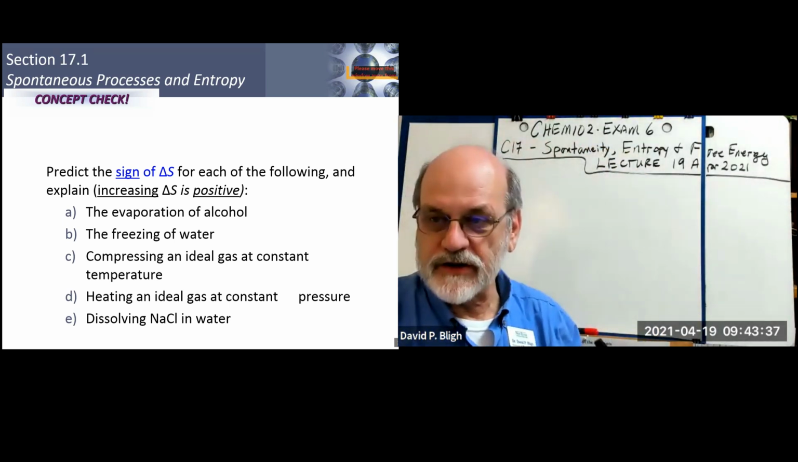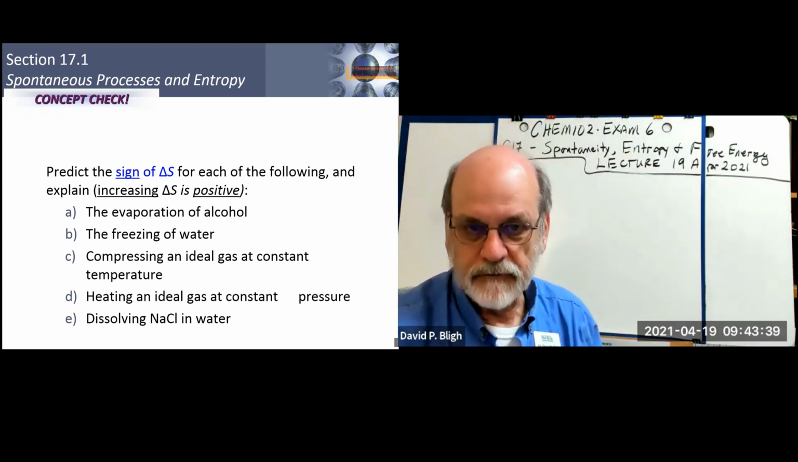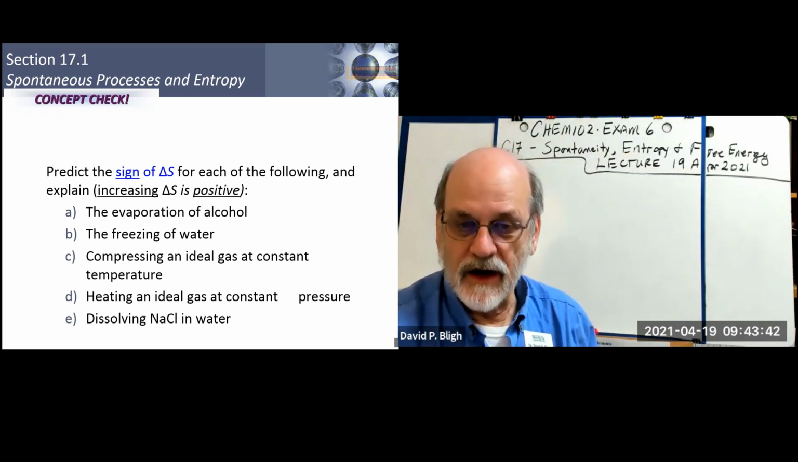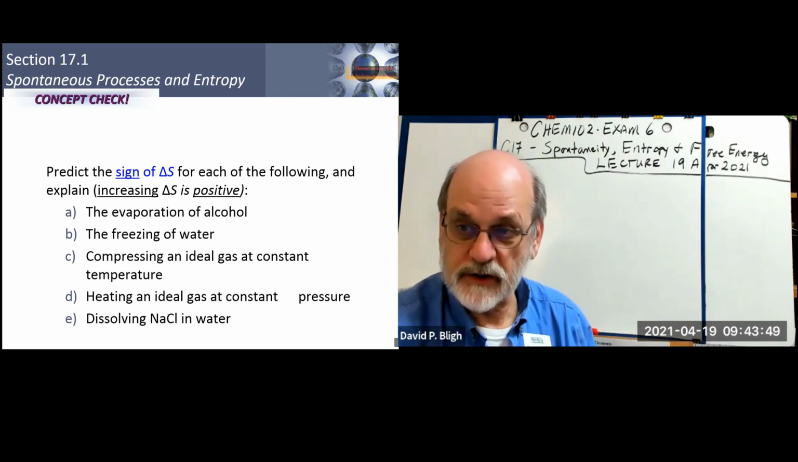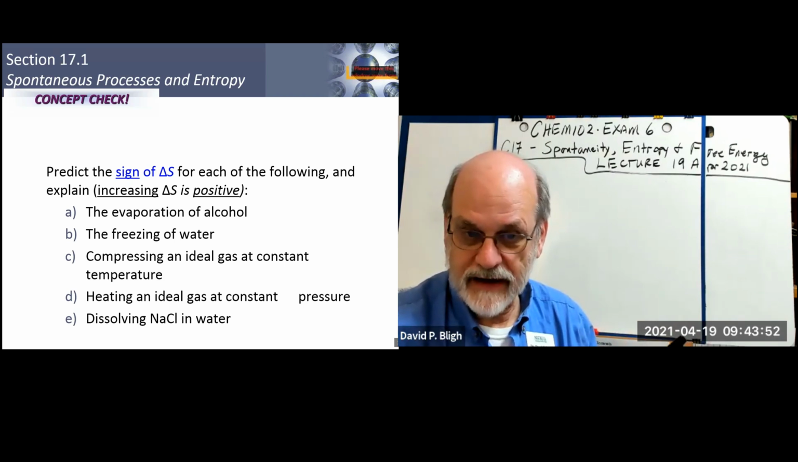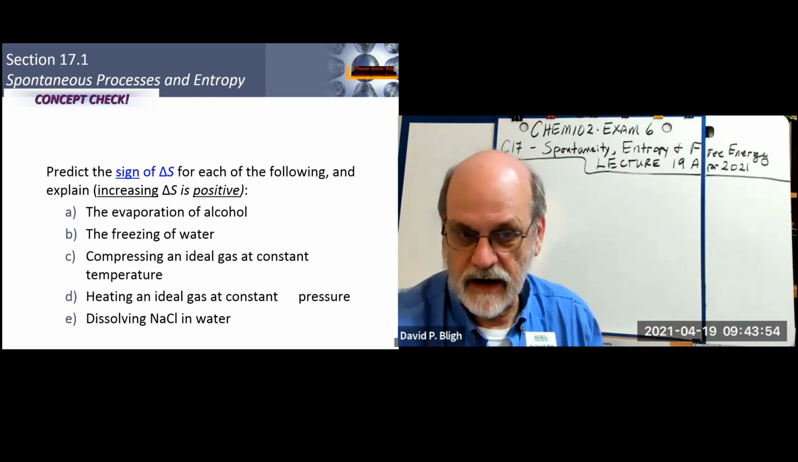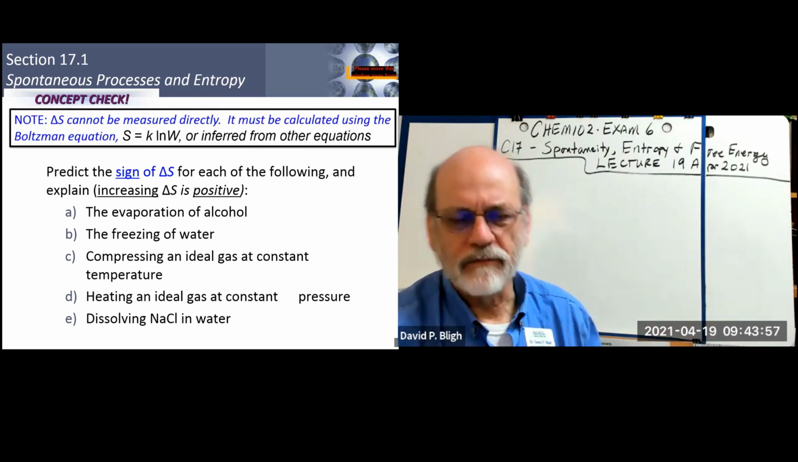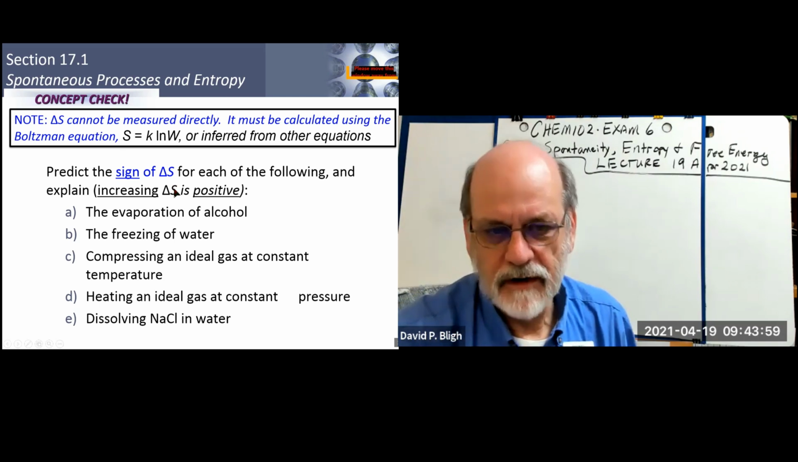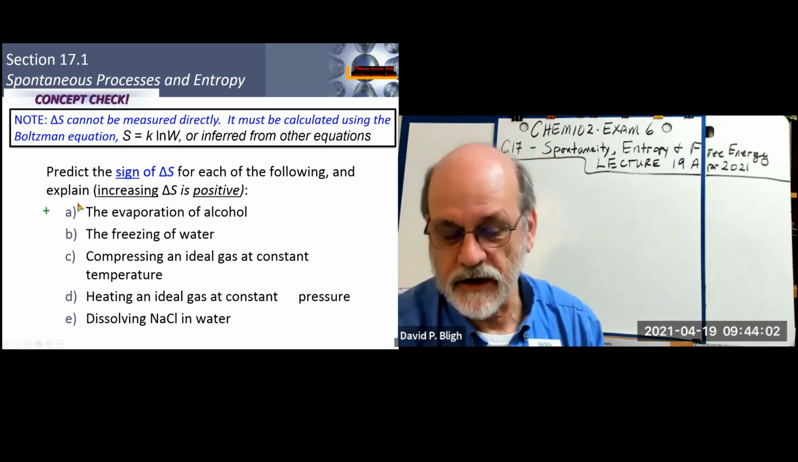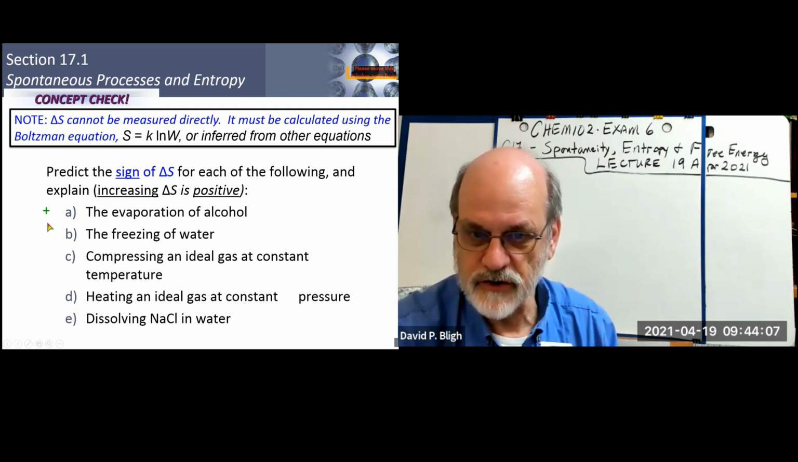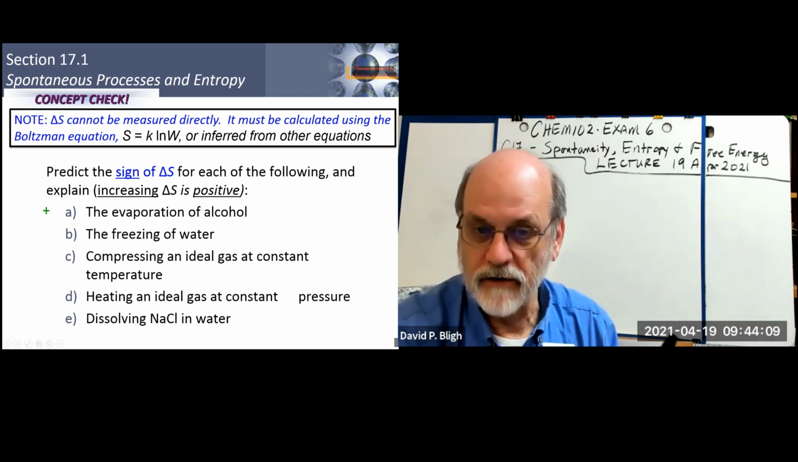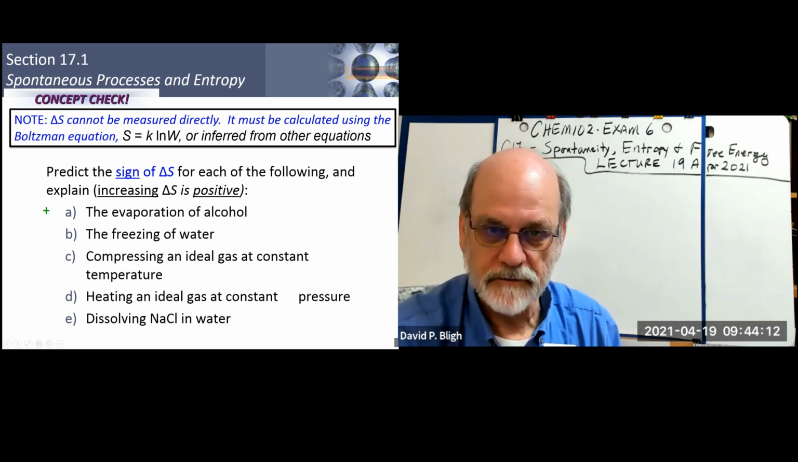How about the evaporation of alcohol? What would be the sign of delta S for the evaporation of alcohol? Well, it's going from a liquid to a gas. So we would expect the disorder for that gas to increase, right? Oh, I forgot about this one. Let's get that one in there. So the evaporation of alcohol would be a positive delta S. We're increasing the entropy, the disorder of the alcohol molecules.